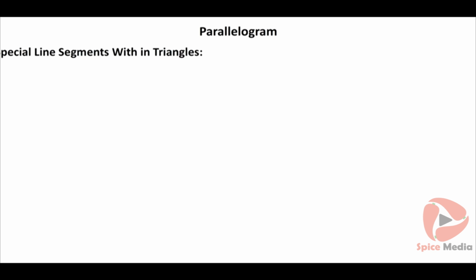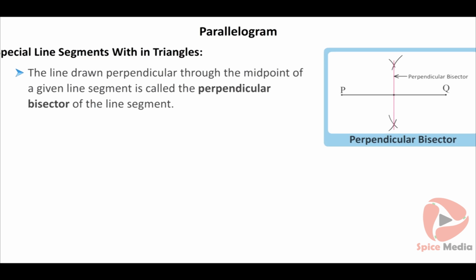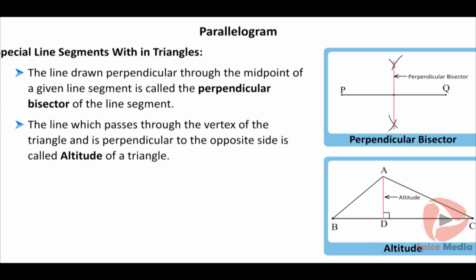Special line segments within triangles. The line drawn perpendicular through the midpoint of a given line segment is called the perpendicular bisector of the line segment. The line which passes through the vertex of the triangle and is perpendicular to the opposite side is called the altitude of a triangle.